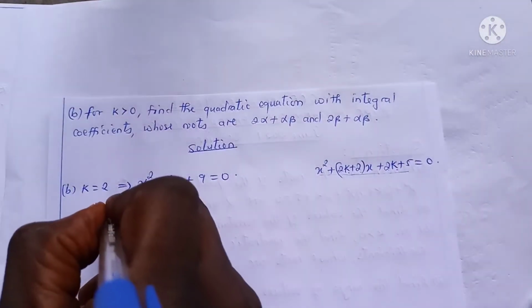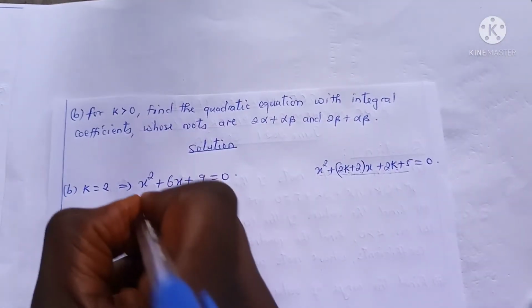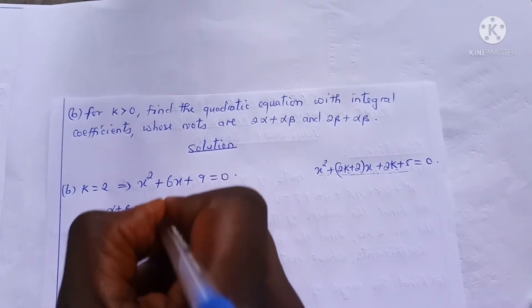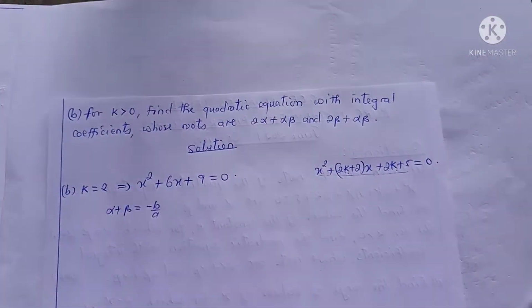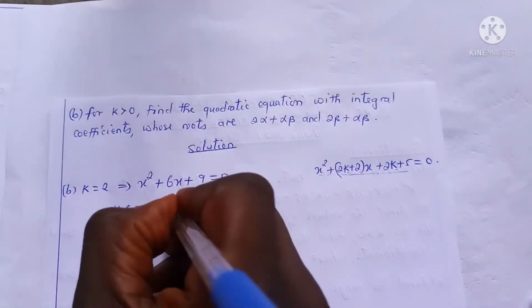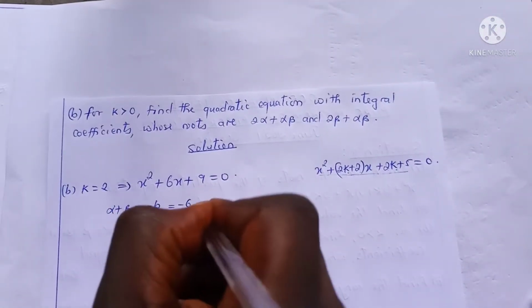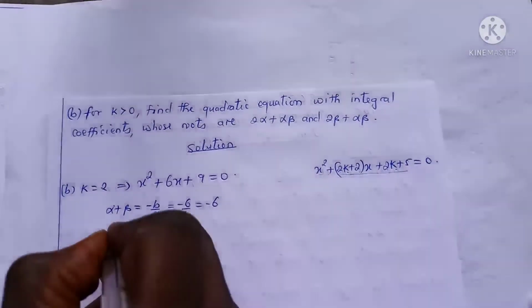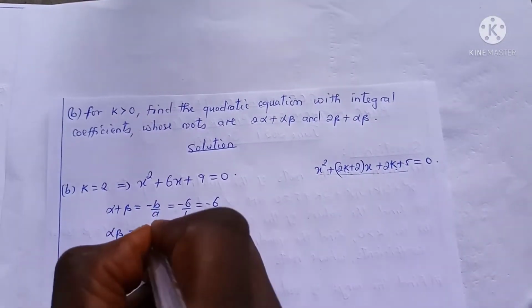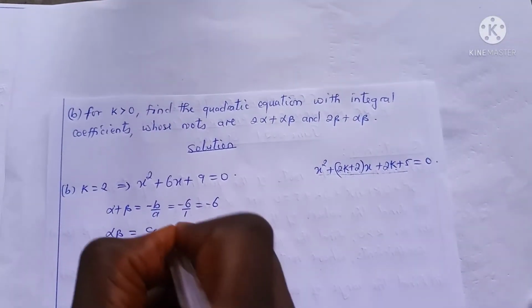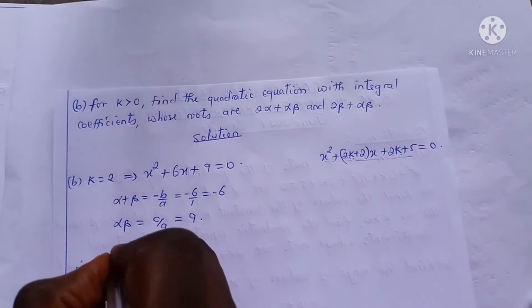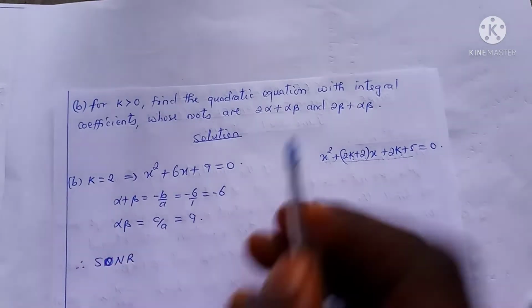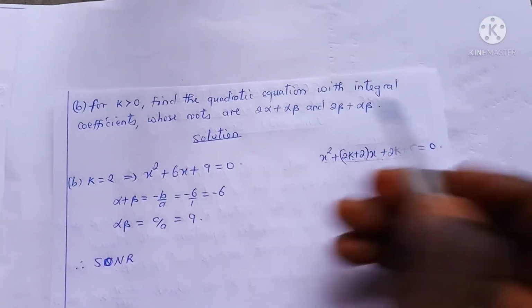So we know that alpha plus beta normally is supposed to be negative b on a. Our a here is 1, our b is 6, and our c is 9. So this is equal to negative 6 on 1, which is negative 6. And alpha beta is c on a, which is equal to 9. Therefore, we need to find the sum of these new roots. These are the new roots here. We need to find the sum.